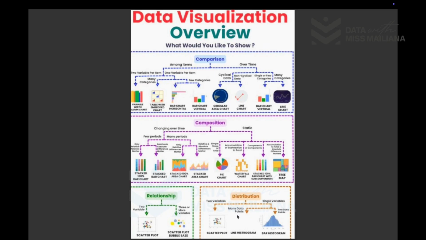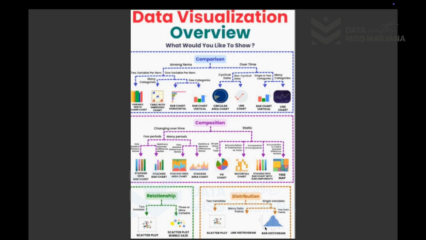Then we have the distribution chart, which is what? The scatter plot. You can use the scatter plot to also find the distribution. Sometimes you say, oh, is it all in the same group or is one far, right? You can use the scatter plot to find that. And also the bar is the histogram. The histogram can let you know the distribution.